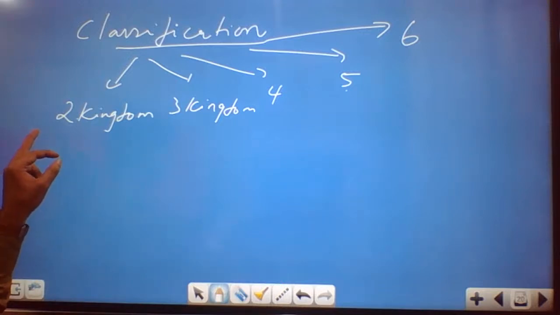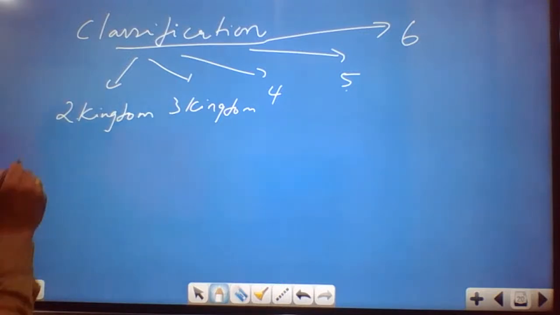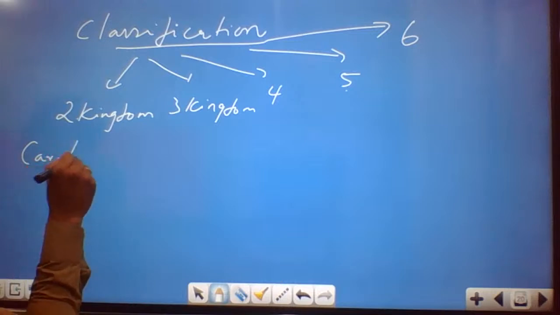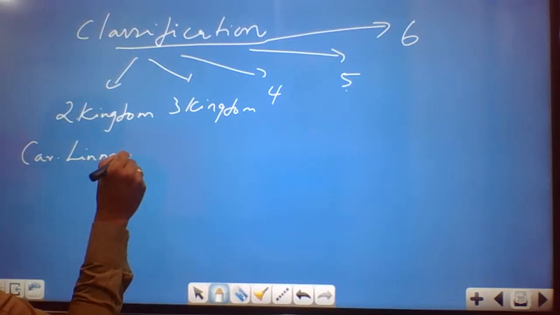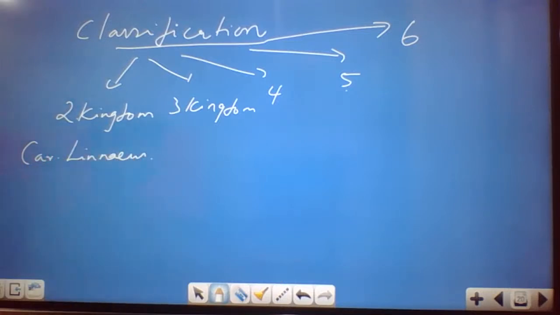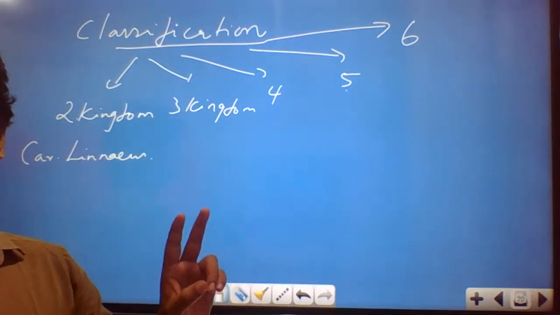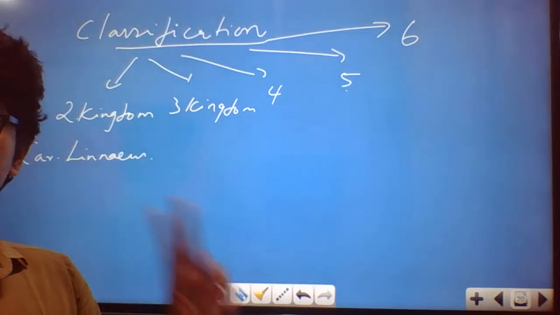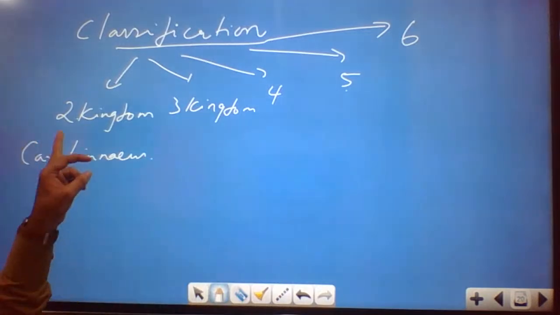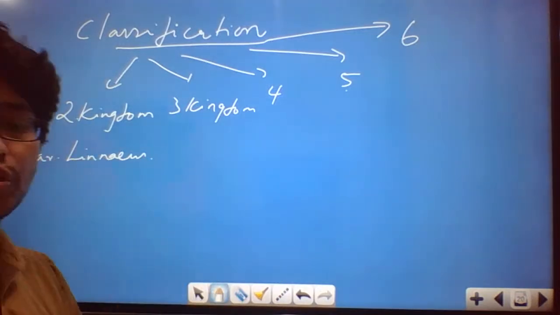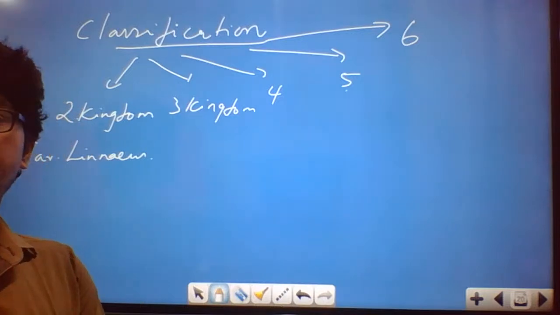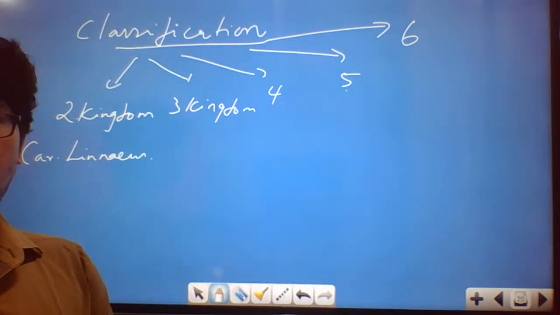Who proposed the two kingdom classification? Carolus Linnaeus. He classified organisms just into plants and animals. There were only two kingdoms. As far as the two kingdom classification is concerned, there was no Monera, no Protista, and no other groups of organisms.